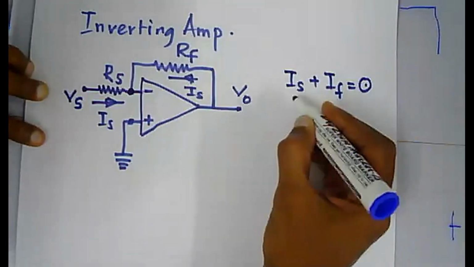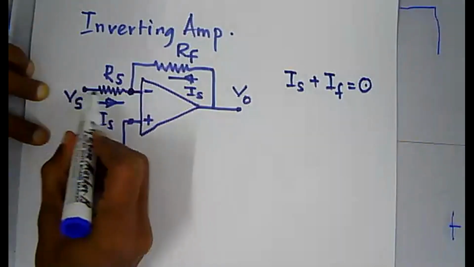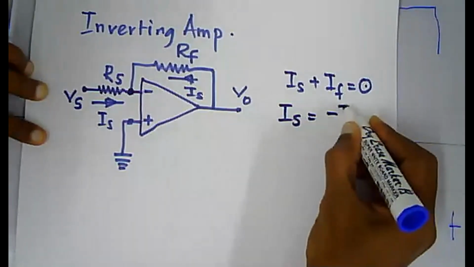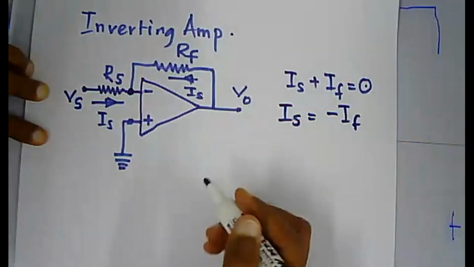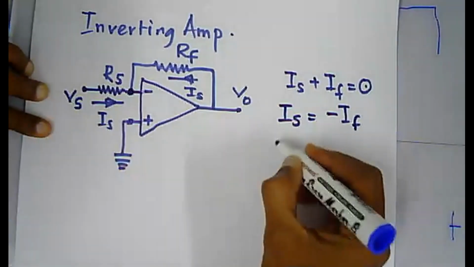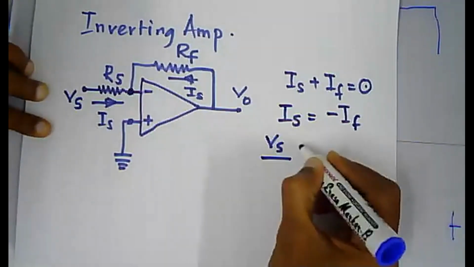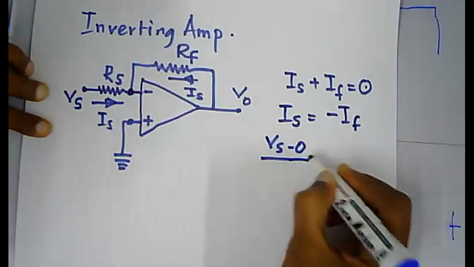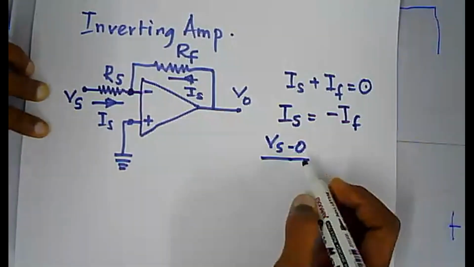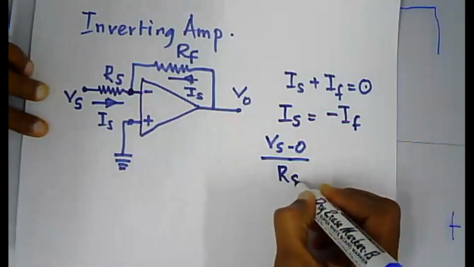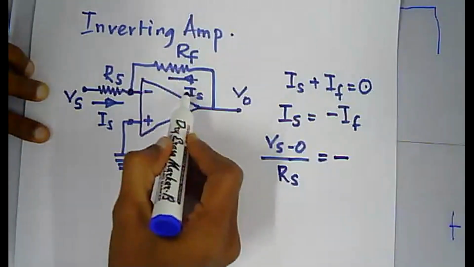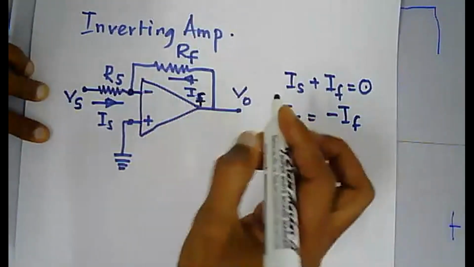Right. So here you can write your IS. In other words, you can write IS equals minus IF, right? Just bring it to the other side of the equal sign. So your IS can be written as Vs minus 0 over Rs, right? The voltage at this point is 0. Using Ohm's law, this equals minus of IF.